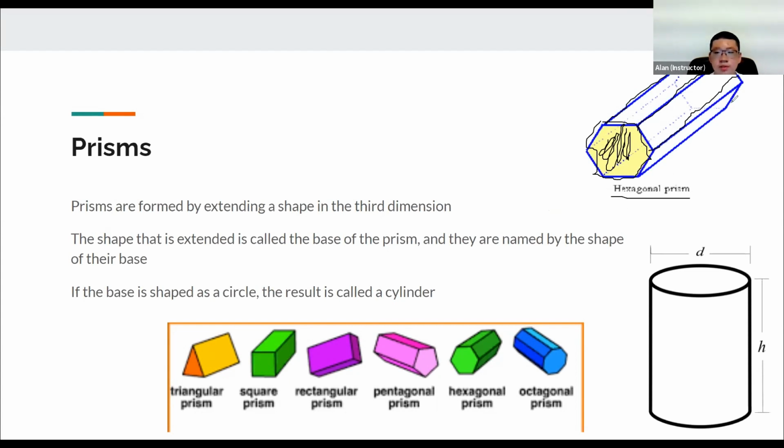So as you can see, it's called the hexagonal prism because the base is a hexagon. And you might notice that there's technically two bases because you can think about it as extending this way from this face, or you can think about it as extending this way from this face in the back. And finally, if the base is a circle, if you extend it out in the third dimension, it's called a cylinder. So on the bottom, there's some more examples of different types of prisms. So triangular prism, you can see the base is a triangle, square, the base is a square, rectangle, etc.